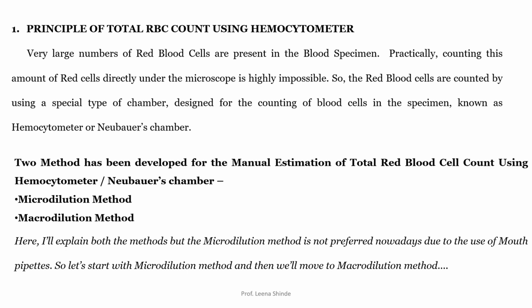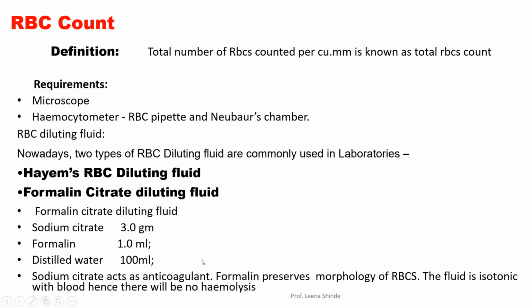There are two methods for estimation of RBC: the microdilution method and the macrodilution method. Here I will explain both methods, but the microdilution method is not preferred nowadays due to the use of mouth pipetting or rubber pipetting. So let's start with the microdilution method and then we'll move to the macrodilution method.